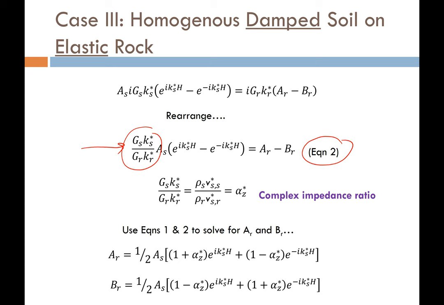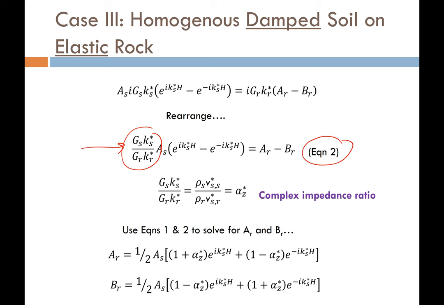So this is the complex impedance ratio as we travel from a damped material into a material that is still elastic. So that's why we're going to call it the complex impedance ratio. Actually, I'm going to take it back. It looks like the rock is damped as well because it is complex. So we do have damping apparently in the rock. It is elastic as well.